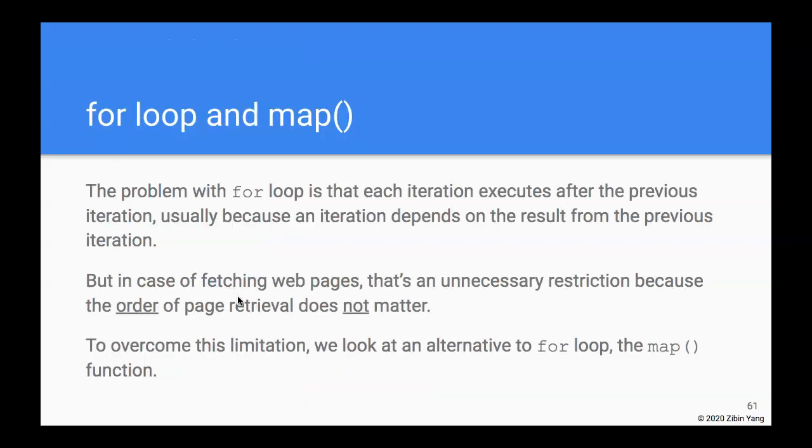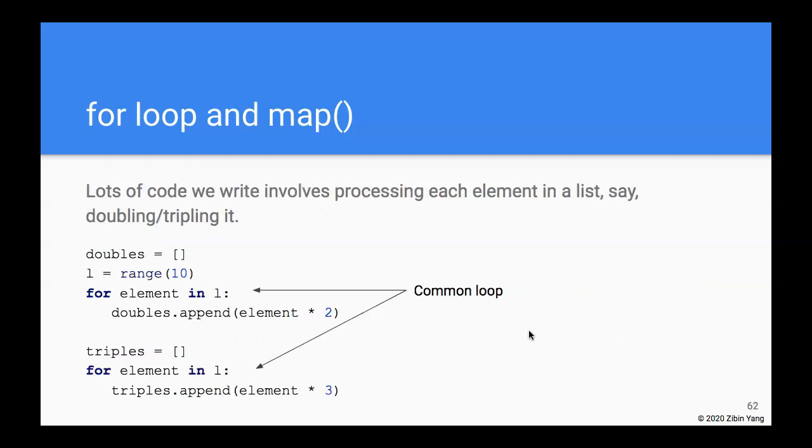So now to overcome this limitation, we cannot use a for loop. We have to look for an alternative, and that alternative is what's called the map function. So let me explain what the map function does. The map function can, in some cases, replace the for loop. What the for loop does very often is that it's used to process each of the elements in a list, right? So in this particular case, we have a list of 10 numbers, and we just want to, let's say, double those 10 numbers.